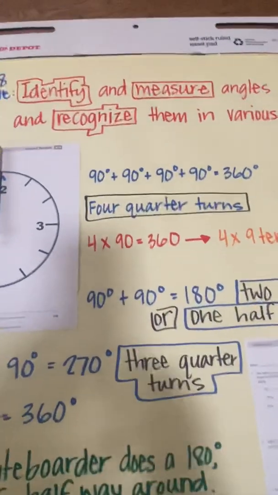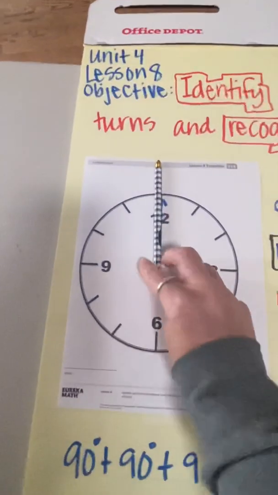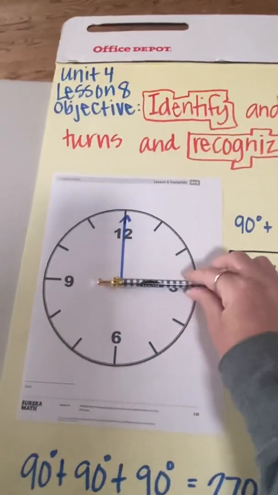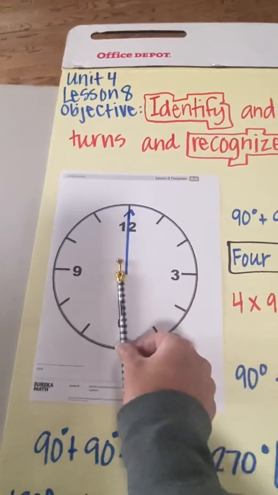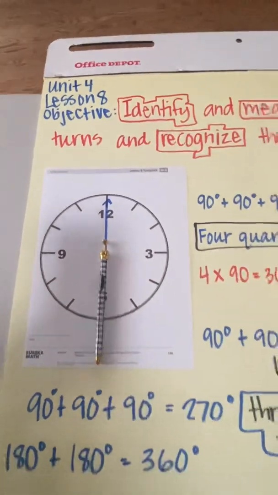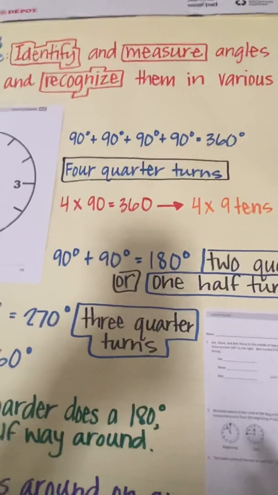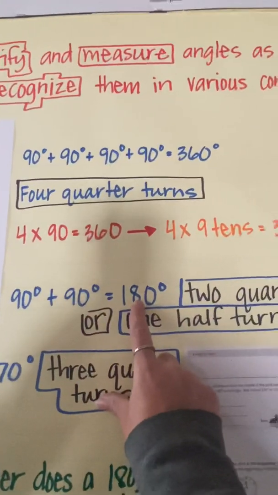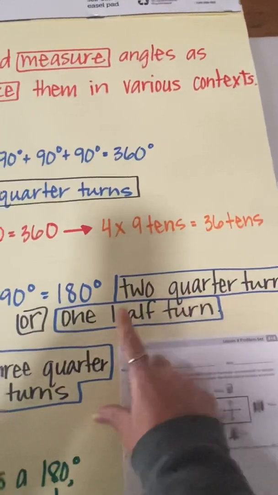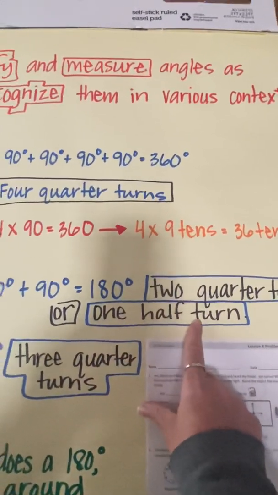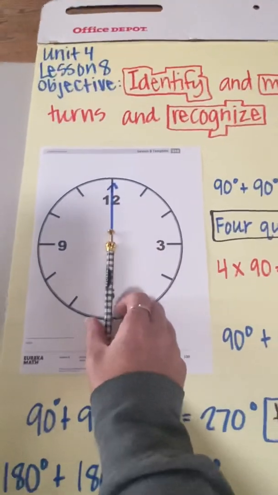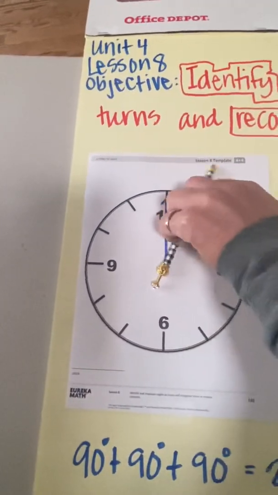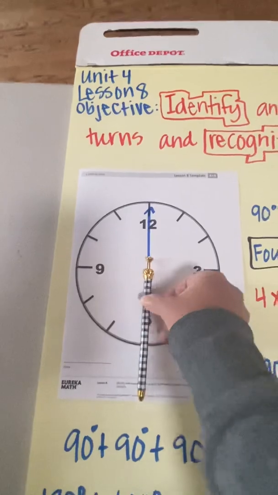If I only go 2 quarter turns on my clock, so a quarter turn, 15 minutes have gone by, then another 15 minutes has gone by. Those are 2 quarter turns. So we would just add those together as 90 plus 90 equals 180. 2 quarter turns or 1 half turn. It could be a full half turn. So we start at our 12 and rotate all the way around.